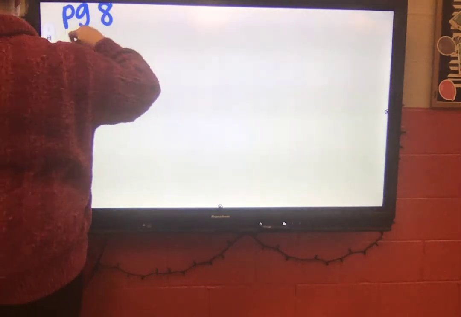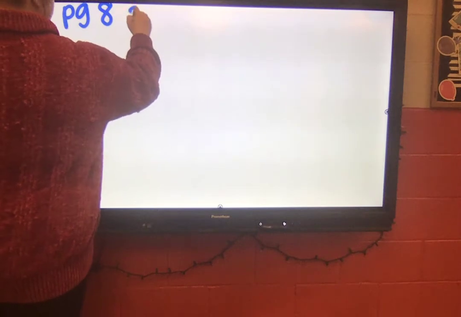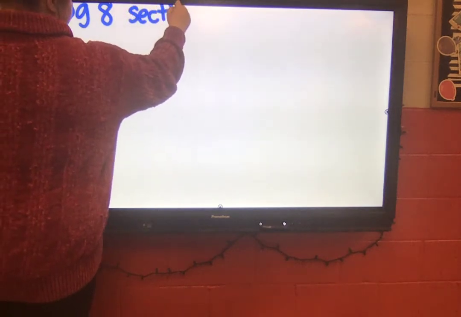And page 7, or not page 7, 7's the one you're doing by yourself. Page 8, I'm going to do a few from each section. And you will do the rest, and we'll go over those answers as well tomorrow. Okay, so page 8. And then I'm going to label them by section. So section 1.